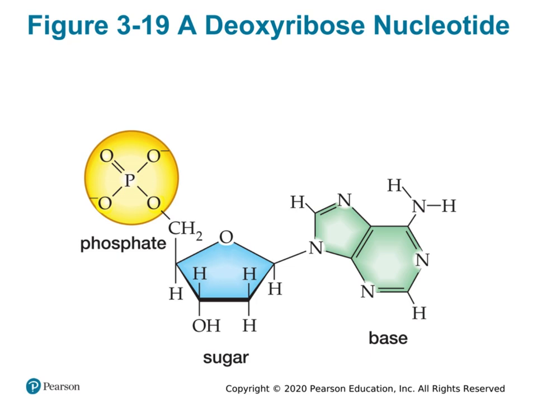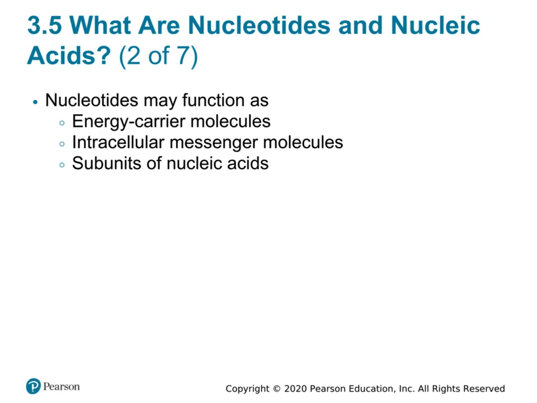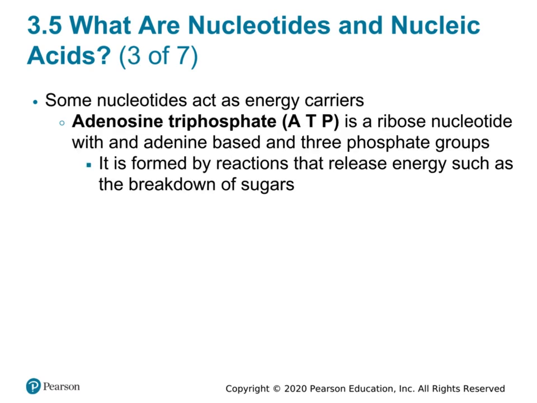But regardless of whether we're looking at DNA or RNA, their nucleotides are made up of a phosphate group, a sugar, and a nitrogen-containing base. These repeating units, when covalently bonded together, form nucleic acids. And nucleotides by themselves can be energy carrier molecules, intracellular messenger molecules, and even subunits of nucleic acids. Differing types of nucleotides do exist based on changing out those bases.